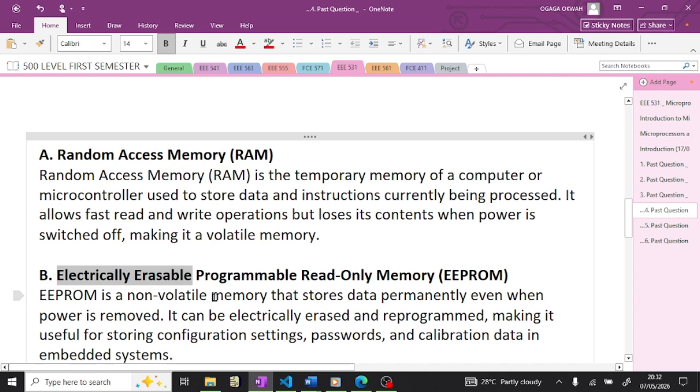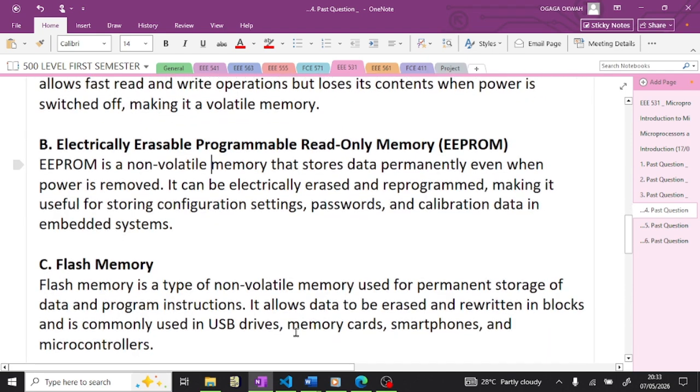EEPROM is a non-volatile memory. Volatile means the data is lost once power goes off. Non-volatile means even when power goes off, we still have that data inside, safe. It stores data permanently, even when power is removed. It can be electrically erased and reprogrammed, making it useful for storing configuration settings, passwords, and calibration data in embedded systems.